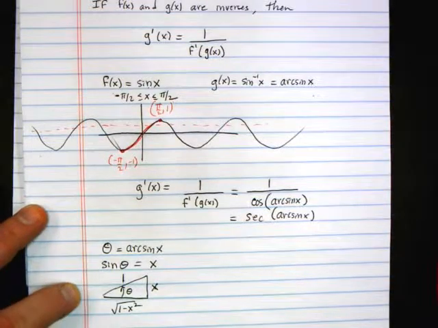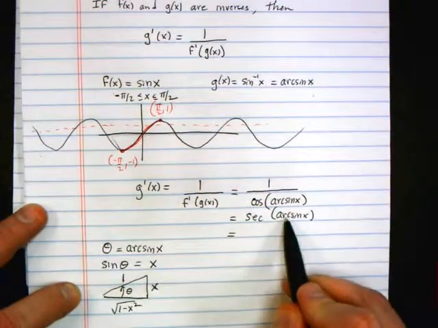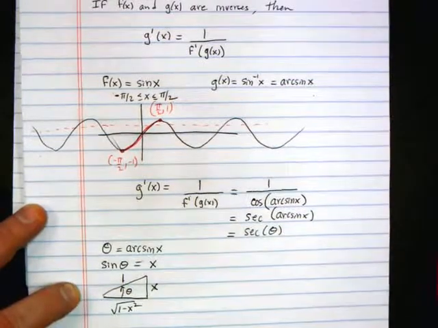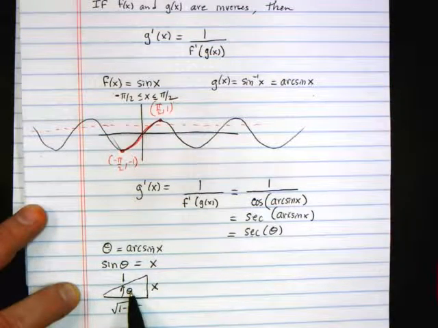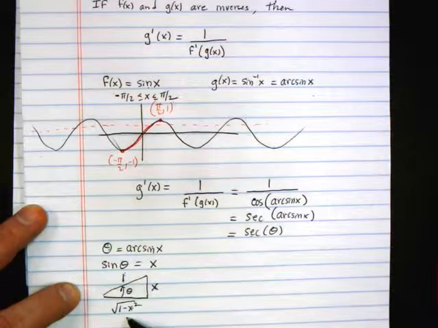All right, so where am I going with this? Well, where I'm going with this is secant of the arc sine of x is the secant of theta. That's what I called arc sine of x. I called it theta. And I look at this pretty little picture here. What's the secant of this angle? How do you find secant? It's 1 over cosine, and cosine is adjacent over hypotenuse. So it's going to be hypotenuse over adjacent.